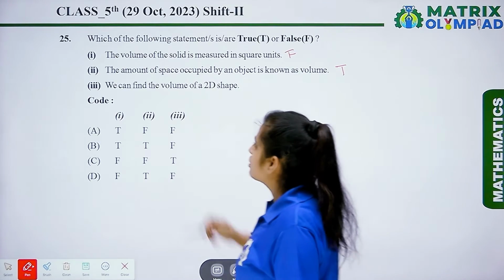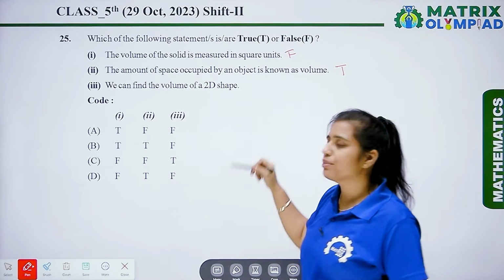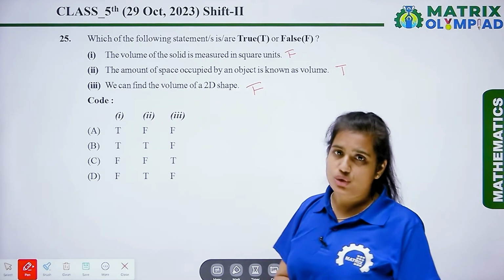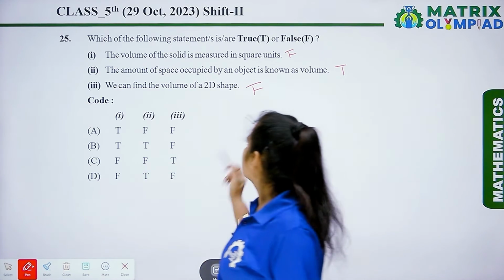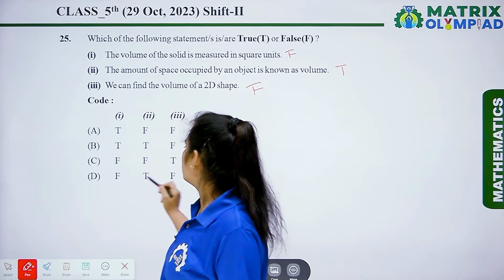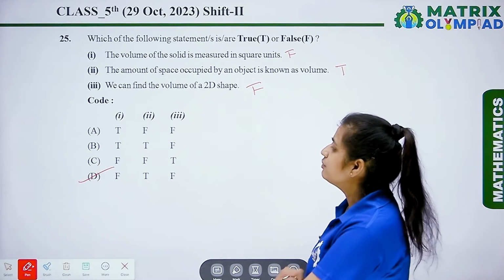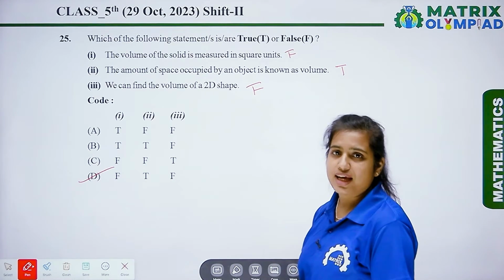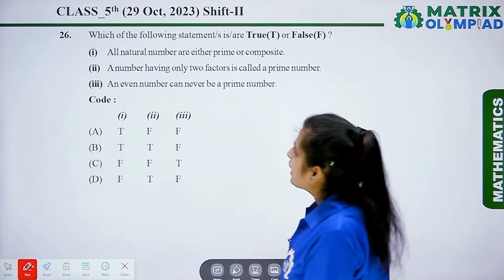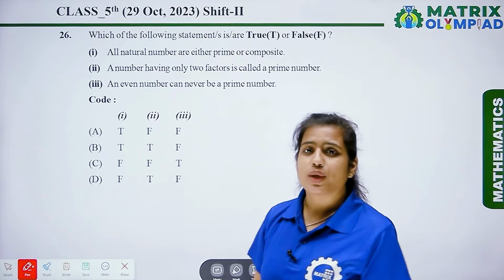The next one is, we can find the volume of a 2D shape. This statement is false because we can find out the area of a 2D shape, not the volume. So here the sequence is false, true, false. So here false, true, false is in option D. So here D is the correct answer. Now the next question is question number 26, and in this question also we have to state which statement is true and which is false.